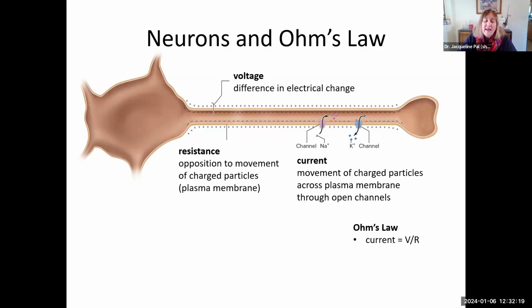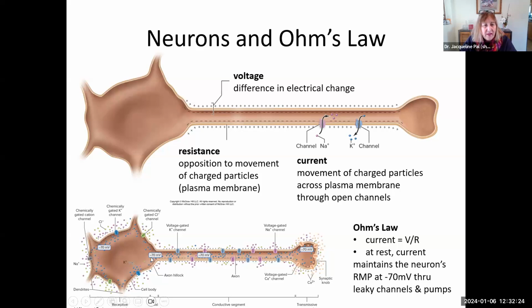Okay. So what does that exactly mean when we're talking about a neuron? So let's look at this neuron. We had this neuron, and in this neuron, according to the previous slide, we had all these leaky channels of sodium, all these leaky channels of potassium, and we had all these sodium potassium pumps. And based on all of that, the neuron had a resting membrane potential of -70. So basically, the current maintained the neuron's resting membrane potential of -70 through all these leaky channels and pumps. So that is where we were. That's the bottom line.